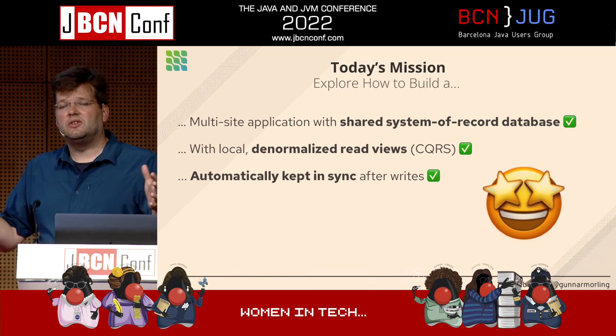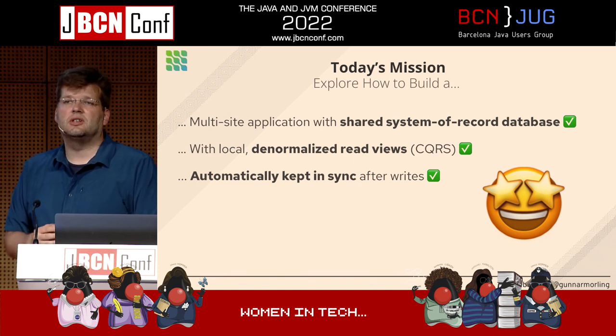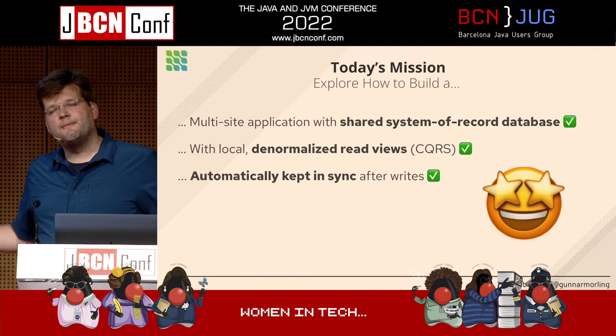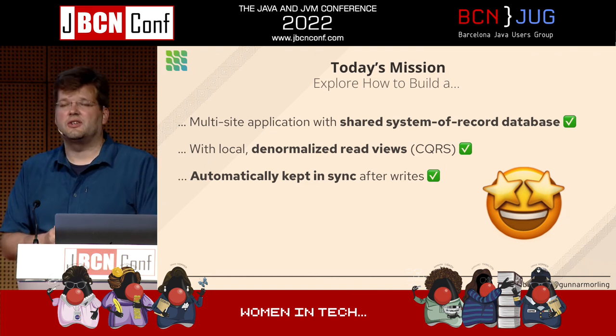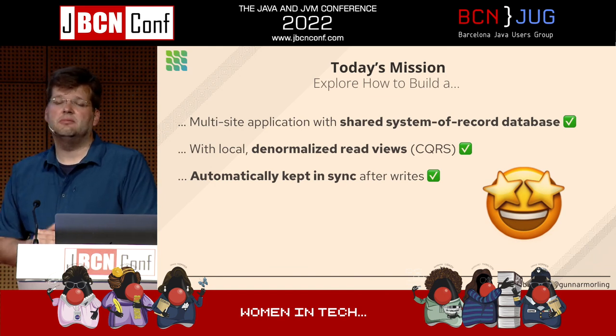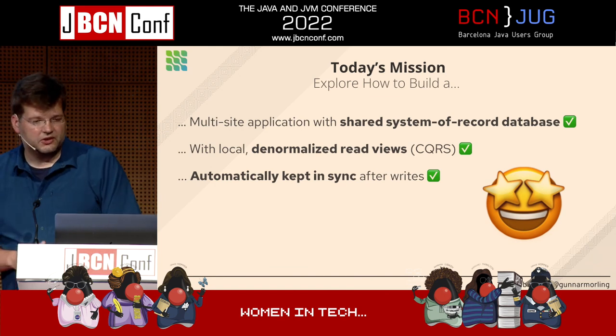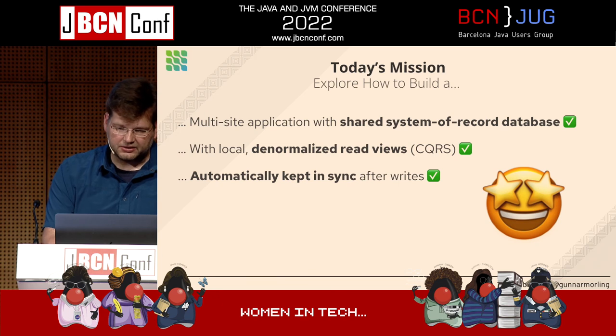So we saw how we can denormalize our data using Kafka Streams, using Quarkus, and then we are able to serve those denormalized views from those caches. And everything is kept in sync automatically using Debezium, as we have seen. So I hope I could convince you this is actually practical.